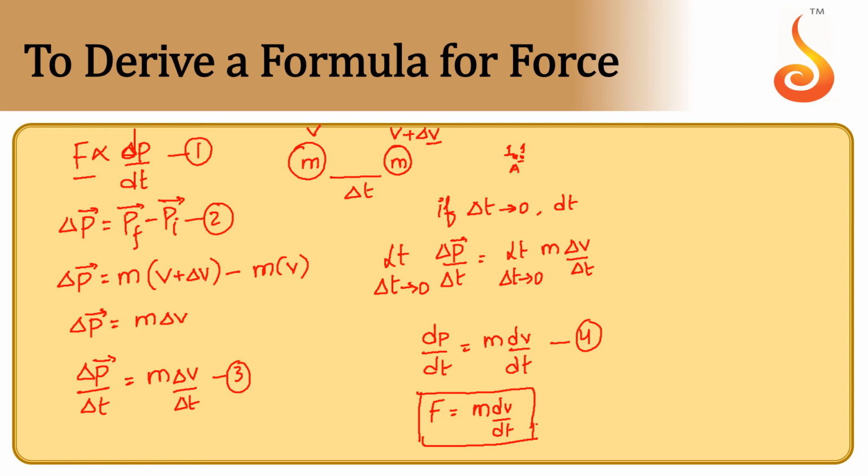That means the momentum can change by two factors, either by mass or by velocity. If mass is variable and velocity is constant, in such a case force can be written as v will come out, and mass is varying with respect to time.